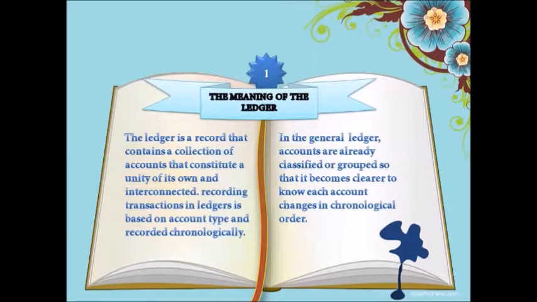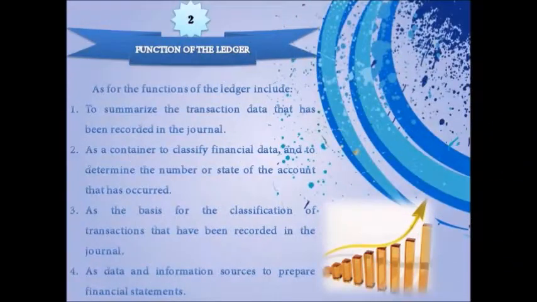The first point is about the meaning of the ledger. The ledger is a record that contains a collection of accounts that constitute a unity of their own and are interconnected. Recording transactions in the ledger is based on account type and recorded chronologically. In the general ledger, accounts are already classified or grouped so that it becomes clearer to know each account's changes in chronological order. That's the explanation of the ledger. Let's move to the next point.